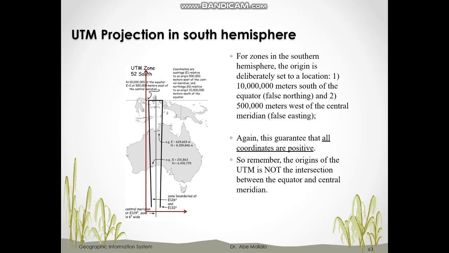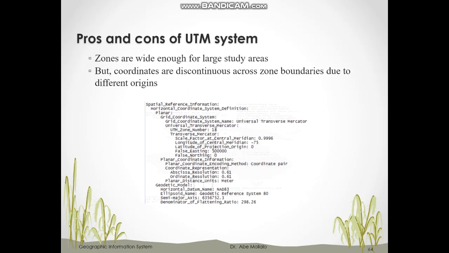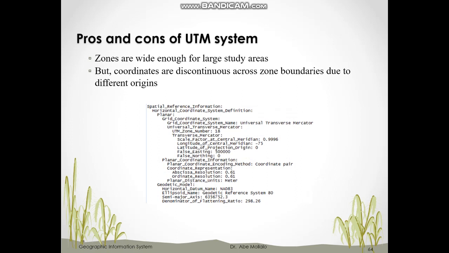One of the mistakes that students make is thinking that the origin of the UTM is the intersection of the central meridian and the equator. No, it's not. For the northern hemisphere and the southern hemisphere, we have different origins. Finally, what are the pros and cons of the UTM system? First of all, the zones are wide enough, about 6 degrees, that they cover a relatively large area. But the problem is that the coordinates are discontinuous between different zones. That means the coordinates you measure in zone 17, like Ohio, cannot be directly used for calculation in zone 18, like New York, because different zones have different definitions of origin.